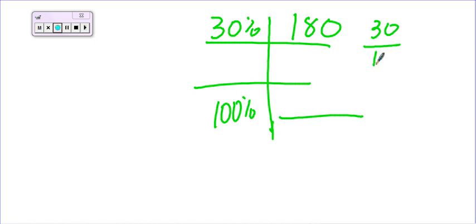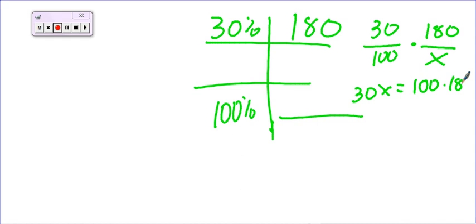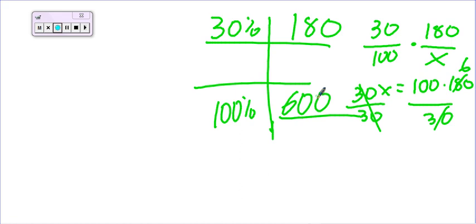So that's 30 over 100 times 180 over x, or a, or whatever letter you want to pick. So 30x equals 100 times 180. I'm not going to multiply 100 times 180 because I can do a lot of canceling here, so I'm going to divide by 30 on both sides. 30 goes into 180 evenly. How many times? 6. What's 6 times 100? So he has 600 acres.